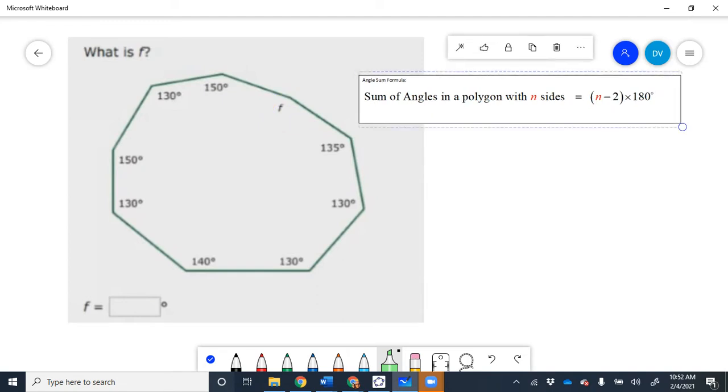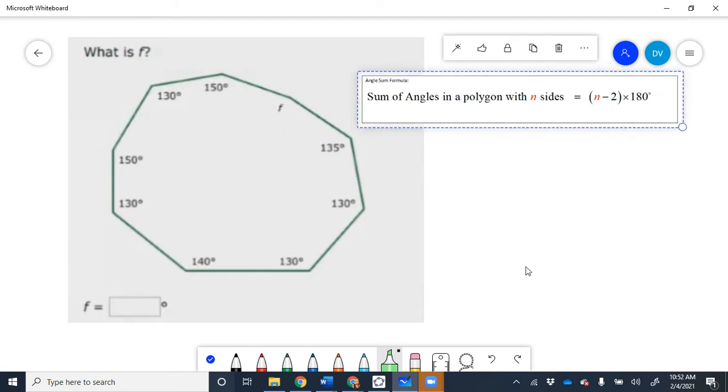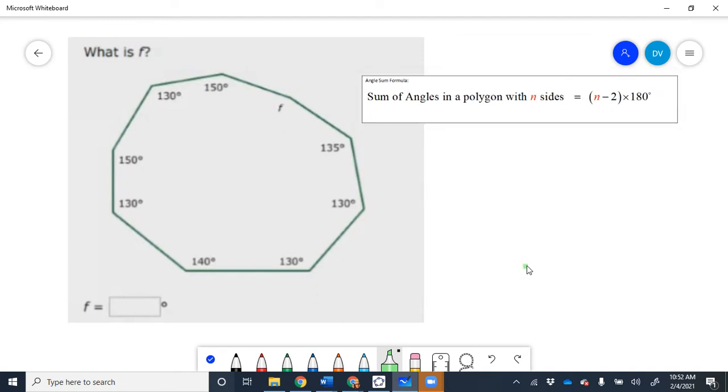So let me erase these for a minute. So in this polygon, in this shape, let's just count how many sides we have. I'll mark them. One side, two sides, three, four, five, six, seven, eight, nine sides. Nine sides. And so in this problem, n is equal to 9.